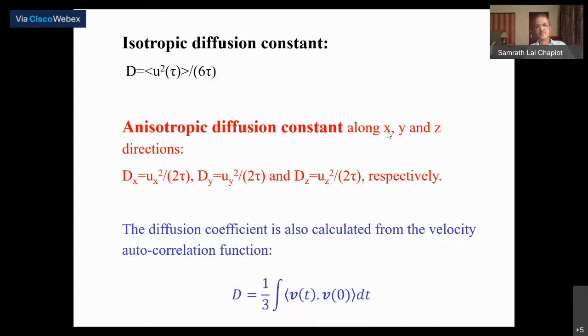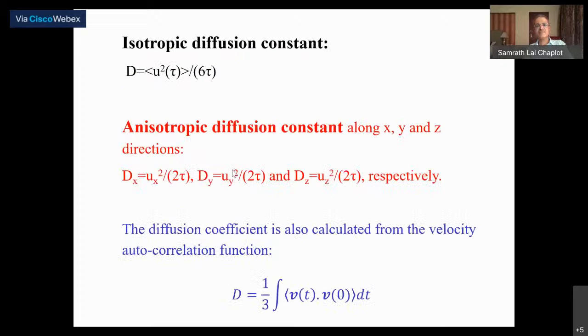You can also get anisotropic diffusion constants along various directions. So instead of 6 tau, you divide by just 2 tau and so on. Along separate directions is how you get the anisotropic diffusion coefficients. And there is another way you can get the diffusion coefficient, from the velocity autocorrelation function. We had done this.